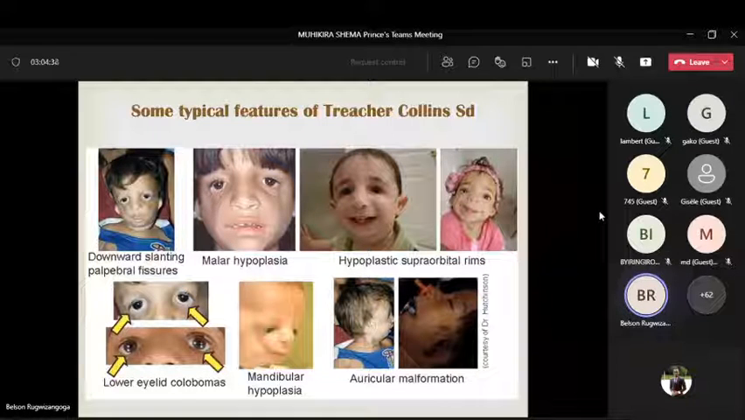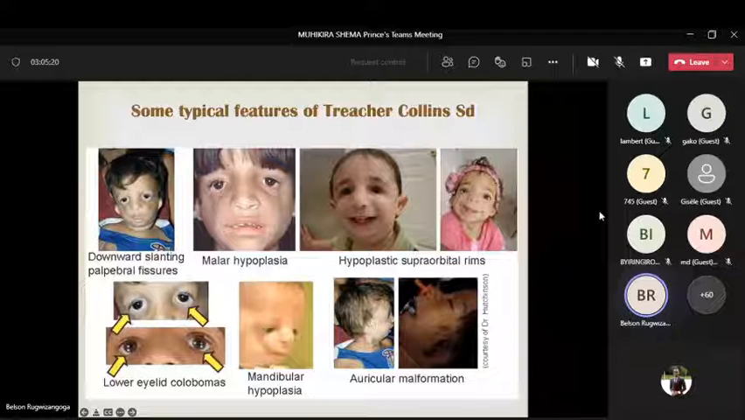So I was saying that for Treacher Collins syndrome, there are some similar signs as those we saw in the previous syndromes, like downward slanting. But I think here it is the opposite to what we saw in trisomy 21, because in trisomy 21 the eyes were oblique in this sense, and here it is the opposite. This is a downward slanting, while in Down syndrome it was upward.